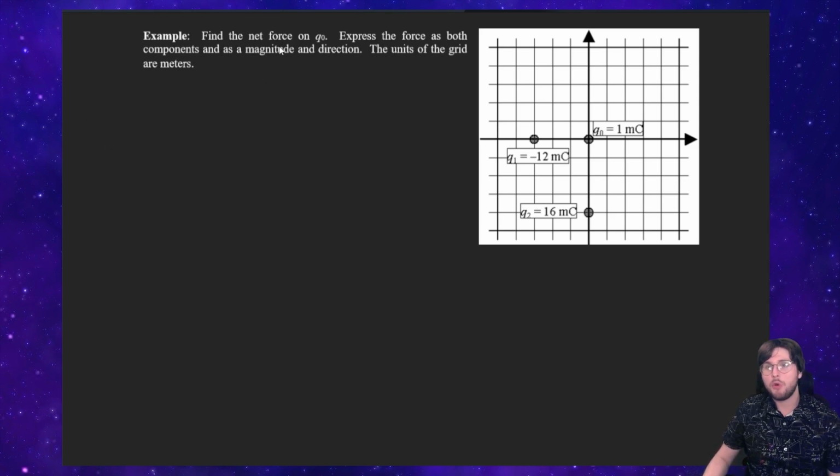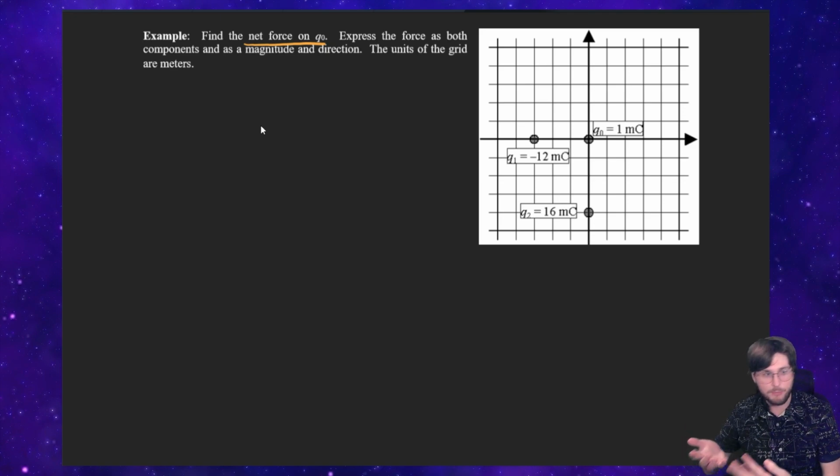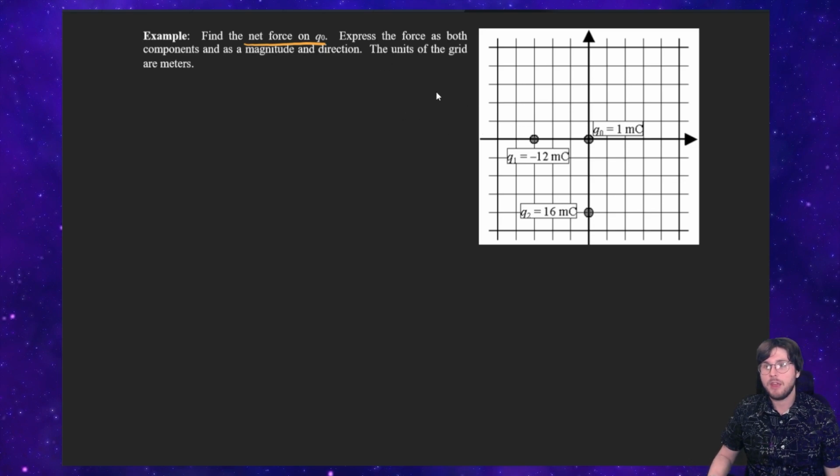The goal for this problem ultimately is to figure out the net force on Q0, which is this charge here that's placed at the origin on these axes. Our goal is to express the force as both components as well as in overall magnitude and direction. So we'll find the components first, then we'll use the Pythagorean theorem and inverse tangent to get the magnitude and direction. And it's worth noting that each square or each line is 1 meter apart from each other. So the units here are going to be meters.